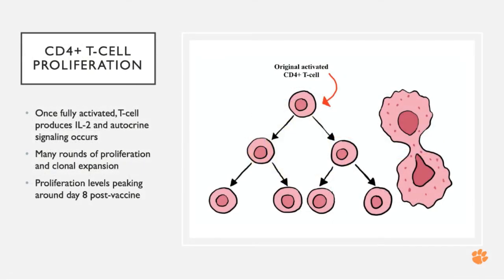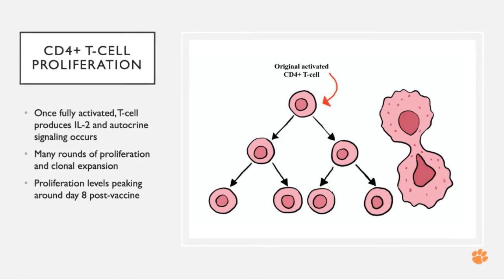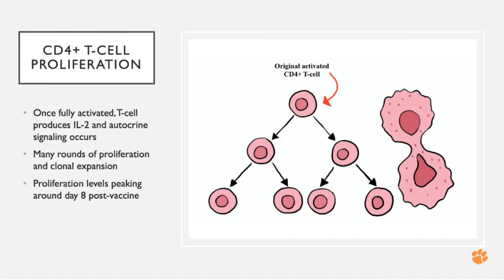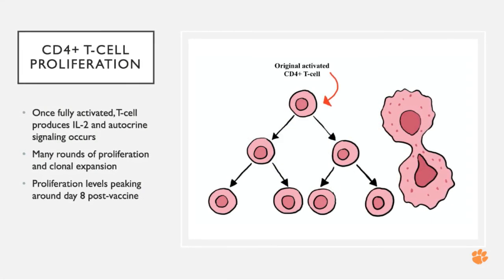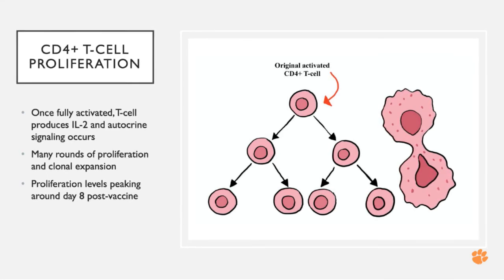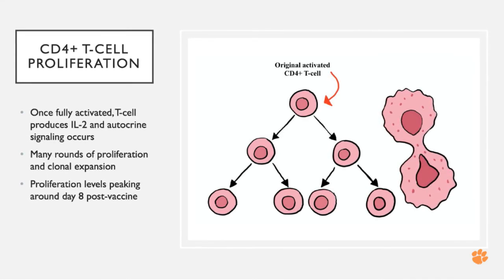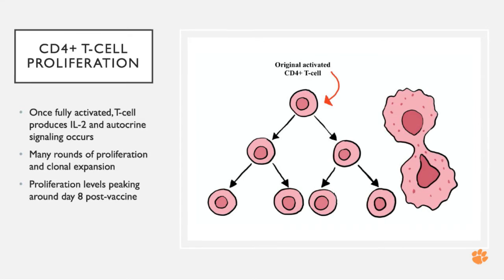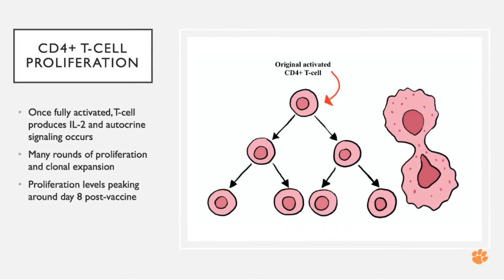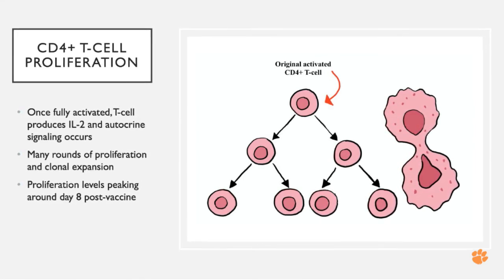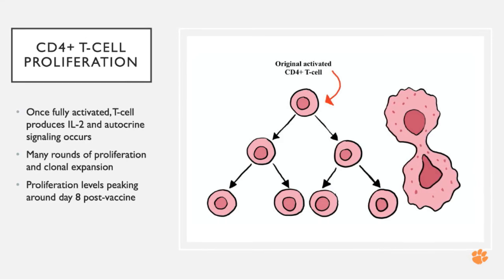The CD4 plus T cells with affinity for the rabies virus, now fully activated, release IL-2 and undergo autocrine signaling to proliferate, undergoing many rounds of clonal expansion. Studies show significant CD4 proliferation occurring from day 3 post-vaccine onwards, with a peak seen around day 8. These peaks are before the B cell and antibody peaks, showing the T cell dependent nature of the immune response.